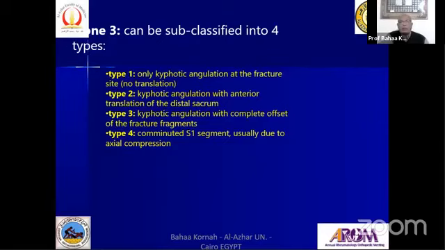Type 1 is only kyphotic angulation at the fracture site, without translation. Type 2 is a kyphotic angulation with anterior translation of the distal sacrum. Type 3 is a kyphotic angulation with complete offset of the fracture fragment. And type 4 is a comminuted S1 segment, usually due to axial compression.